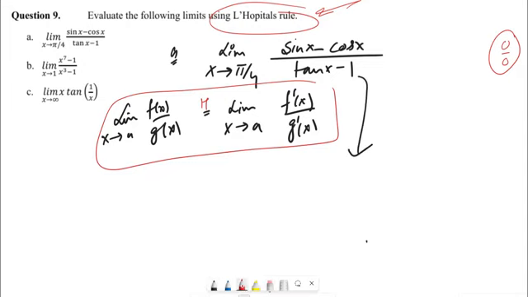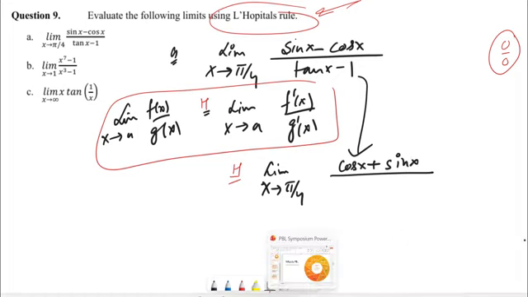So that limit is equal to, using L'Hopital's rule, the limit as x approaches pi by 4. What is the derivative of the numerator? Cosine x plus sine x. What's the derivative of the denominator? The derivative of the denominator is just secant square x. Derivative of 1 is 0.